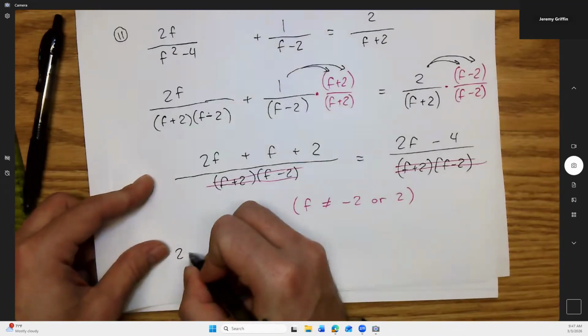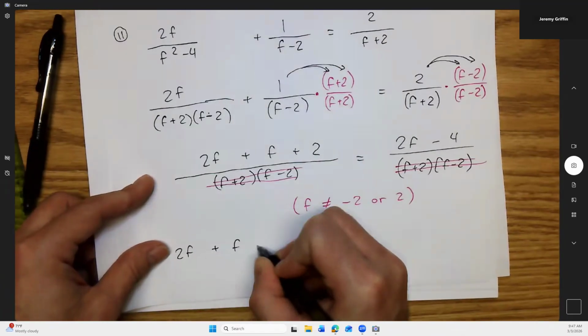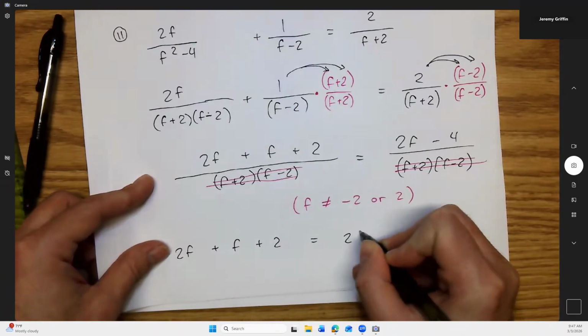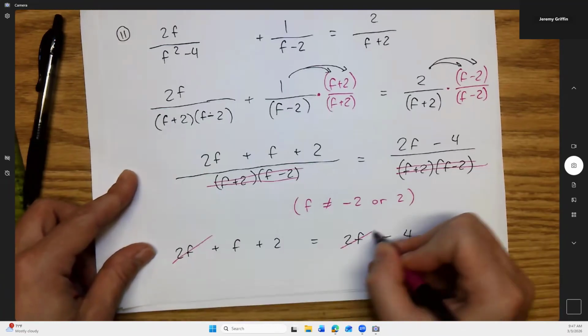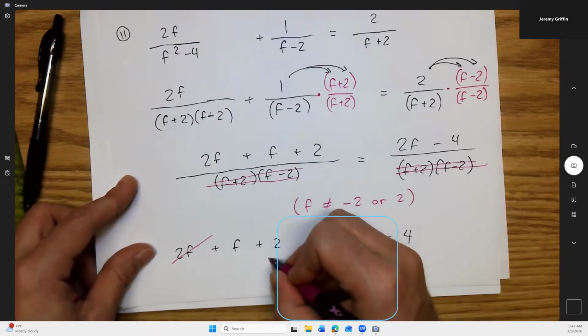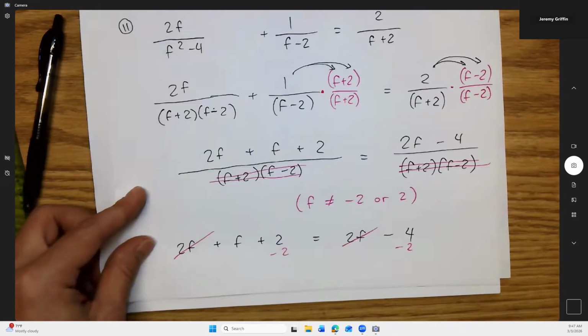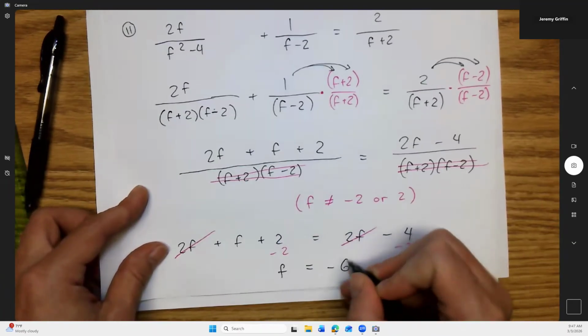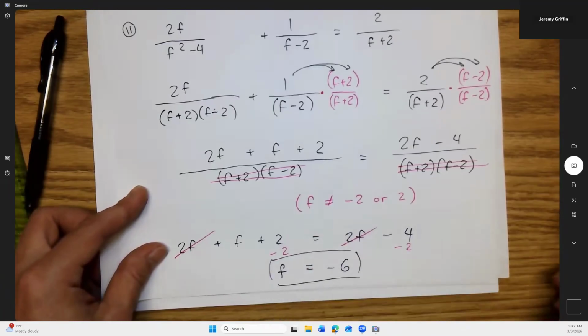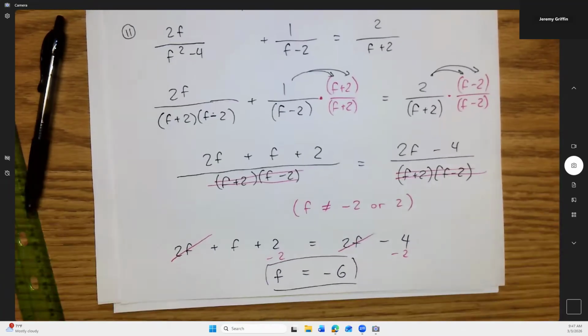So I got 2f plus f plus 2 equals 2f minus 4. Okay, great. Subtract 2 from both sides. And I'm getting f equals -6. That look right? F is -6? Yeah. All right. That's it. One down.